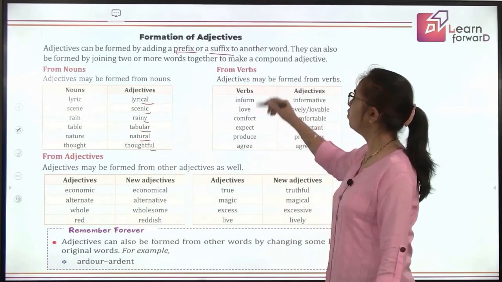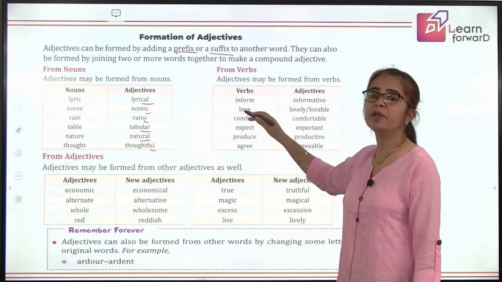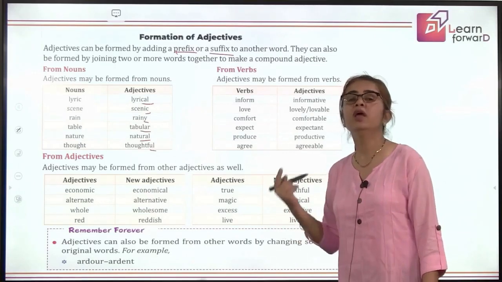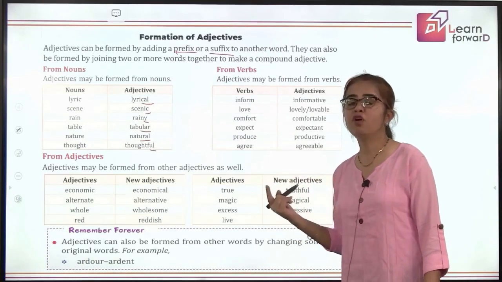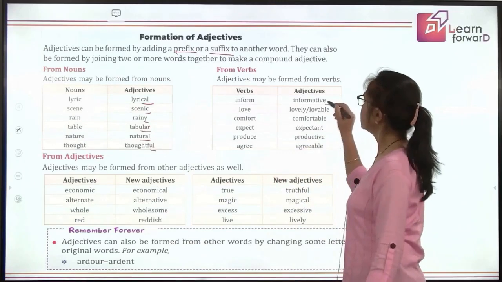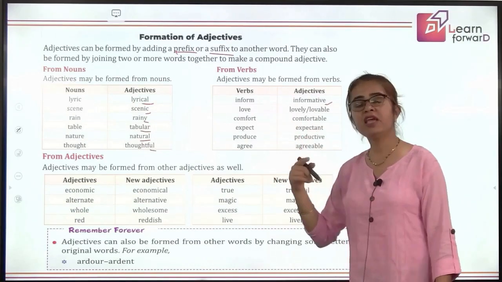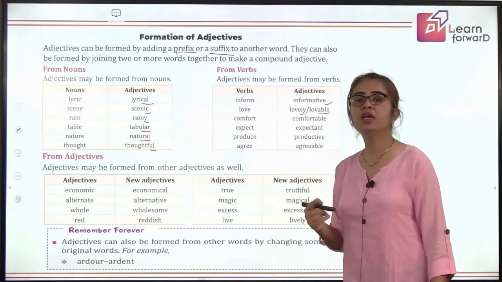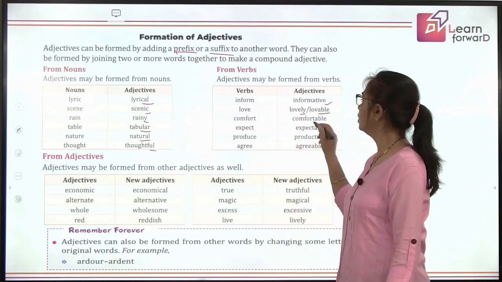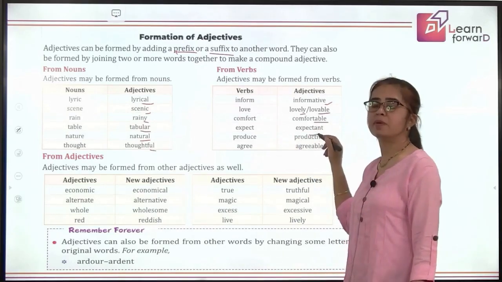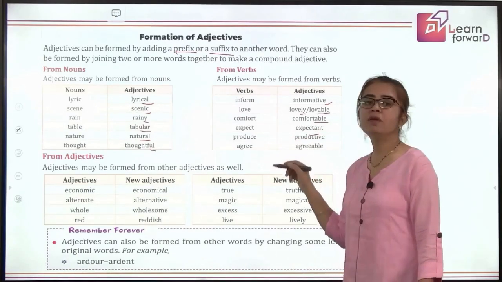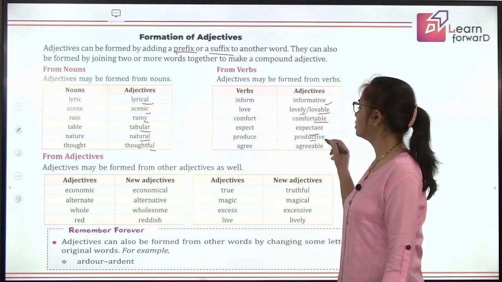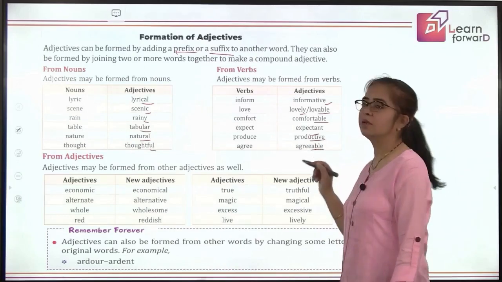Coming to next, from verbs, how do you get? Inform can be, no, not information. That itself is another noun. Inform gives you informative, right? Yes. Then love becomes lovely, lovable, both are correct. Lovely and lovable. Even loving is also an adjective. Comfort, comfortable, expect, expectant. It can even be expected, which is again the participle form. Produce becomes productive, agree becomes agreeable, right?